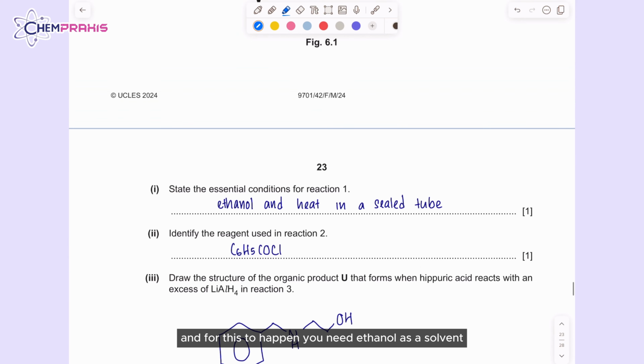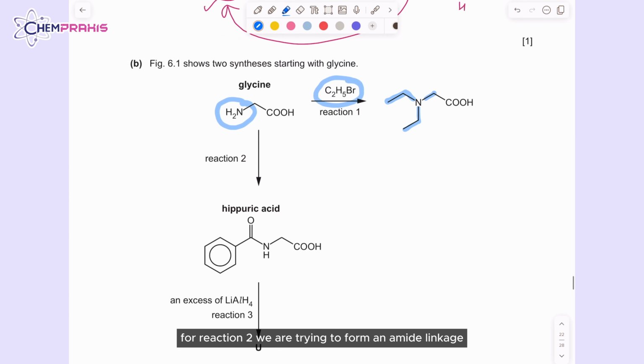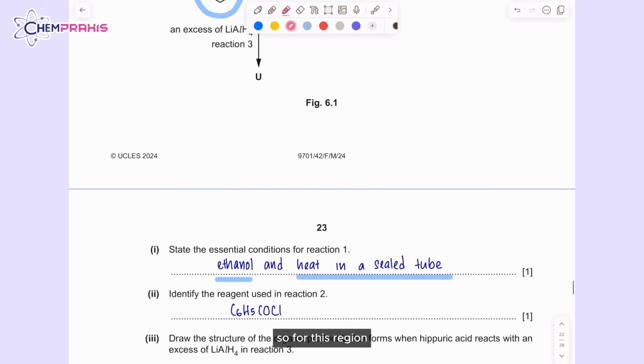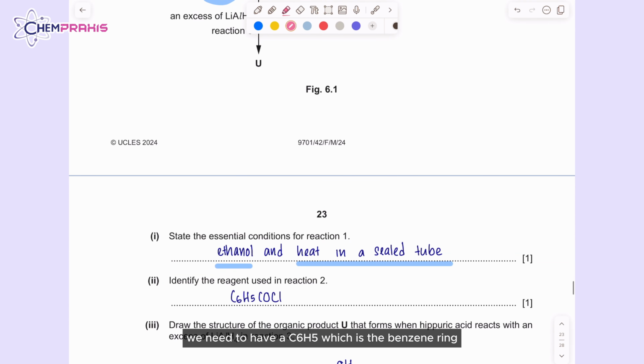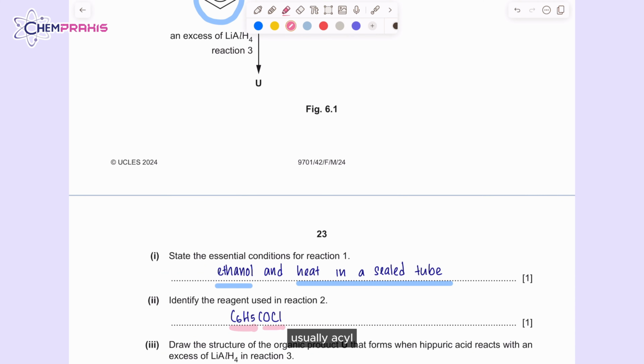And for this to happen, you need ethanol as a solvent, and you need the condition heat in a sealed tube. For reaction 2, we are trying to form an amide linkage. So for this amide linkage, this is the reagent that we use to react with glycine. So for this reagent, we need to have a C6H5, which is the benzene ring, and we need to have a COCl. Usually, acyl chloride is a preferable answer when it comes to the reactions to form amide.